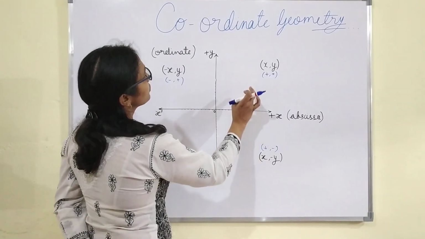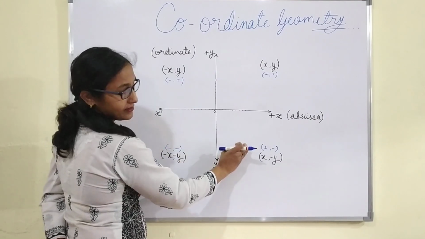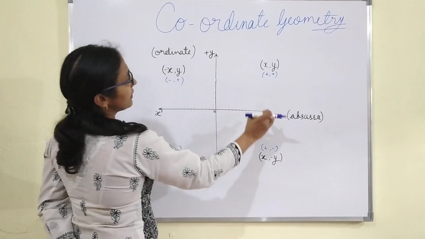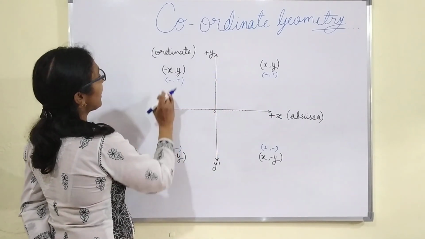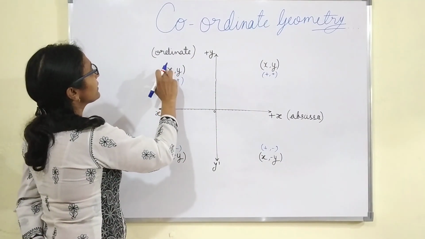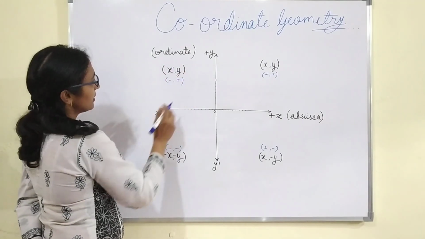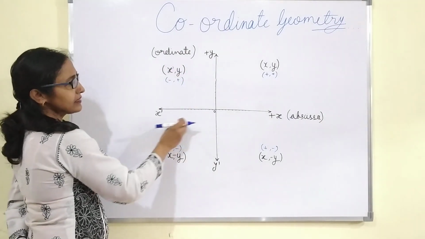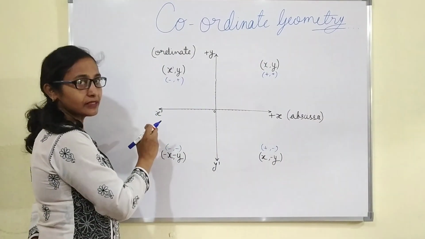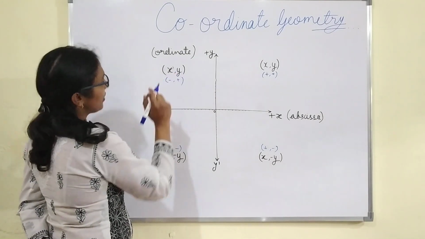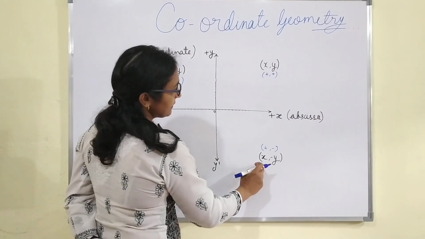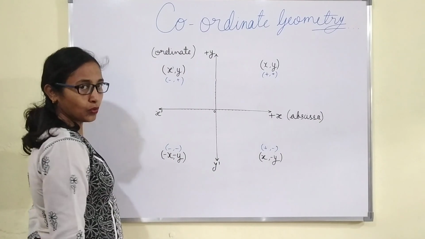Now, thus we get 4 quadrants. This is called the XY quadrant. This is called X dash Y, minus X, because it is the left side of the number line. So we can call it minus x also. So this is the minus x y quadrant, this is the minus x minus y quadrant, and this is the x minus y quadrant.